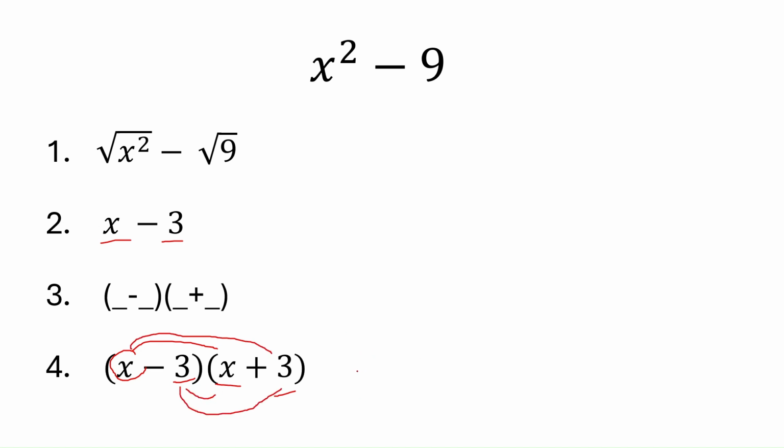multiplying it out, which would give us x squared minus 3x plus 3x minus 9. We can tell that negative 3x plus 3x would give us 0, so we can just cross that out, and we have x squared minus 9. So we know that this is perfect and factorized.